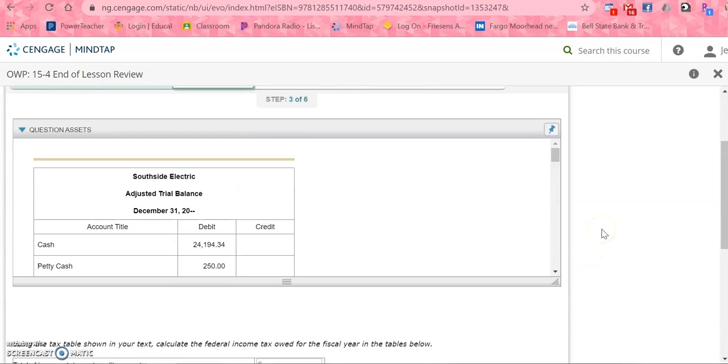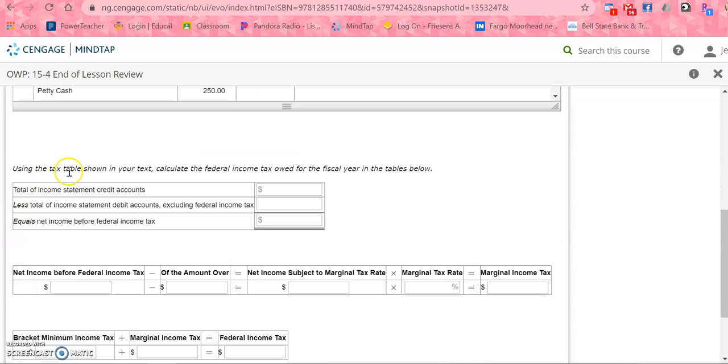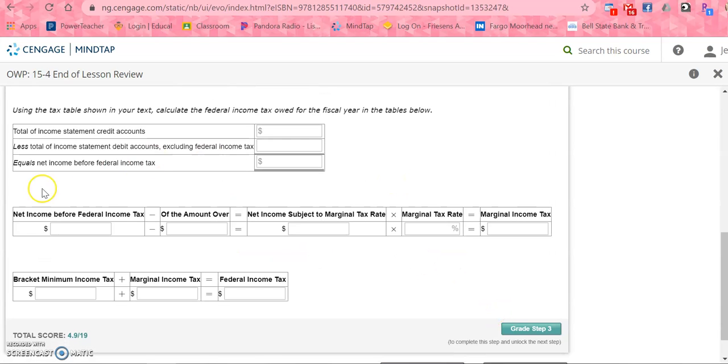Now, step number 3 is when we're going to be calculating our federal income tax. And so it says, using the tax table shown in your text, we're going to calculate the federal income tax owed for the fiscal year in the tables below. And so they've set up this great table for us. Just a heads up, you will need to know this without the table. Okay, so you'll need to know how to figure out your taxes without the table.